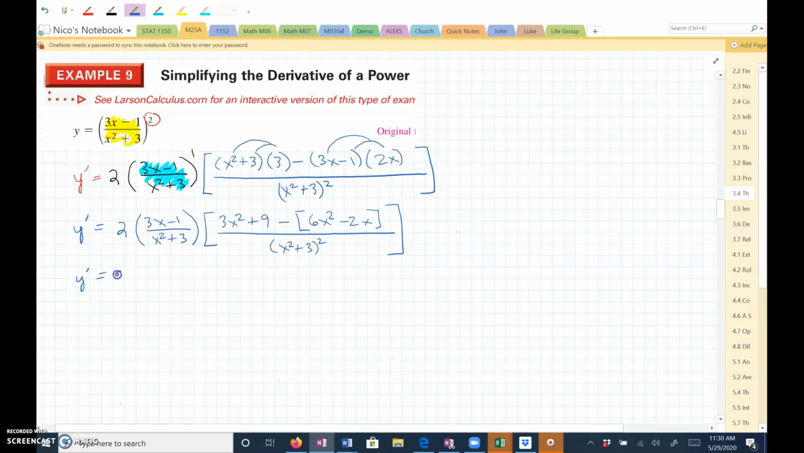So y prime equals 2 times (3x minus 1) all over (x squared plus 3). And then I've got 3x squared minus 6x squared, so that's going to be negative 3x squared. I just have plus 9 minus negative 2x, so that's going to be positive 2x, plus 9, all over (x squared plus 3) squared.